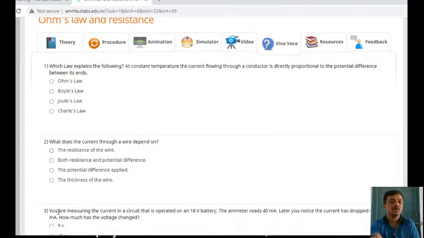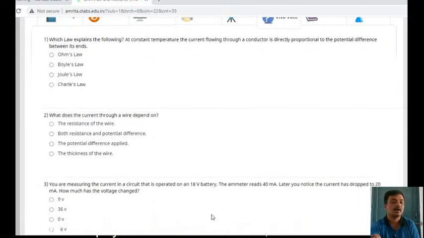Next one: you are measuring a current in a circuit operated on 18 volts. The ammeter reading is 40 milliamperes. Let us say you notice that the current dropped to 20 milliamperes. How much has the voltage changed? Okay, when the voltage is 18 volts, the current is 40. When the current changed to 20, then what is the voltage?